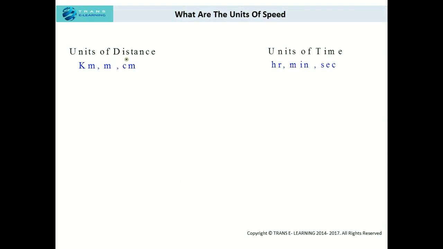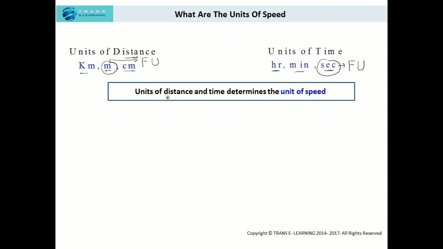Here you can see the units of distance. We have kilometer, meter, and centimeter. Out of these three, meter is the fundamental unit for distance, and the units of time are second, minute, and hour. Out of these three, second is the fundamental unit of time. So on these units, the units of speed will depend. We can conclude that units of distance and time determine the unit of speed. That is obvious because it's a derived unit; it will depend on the units of distance and time.